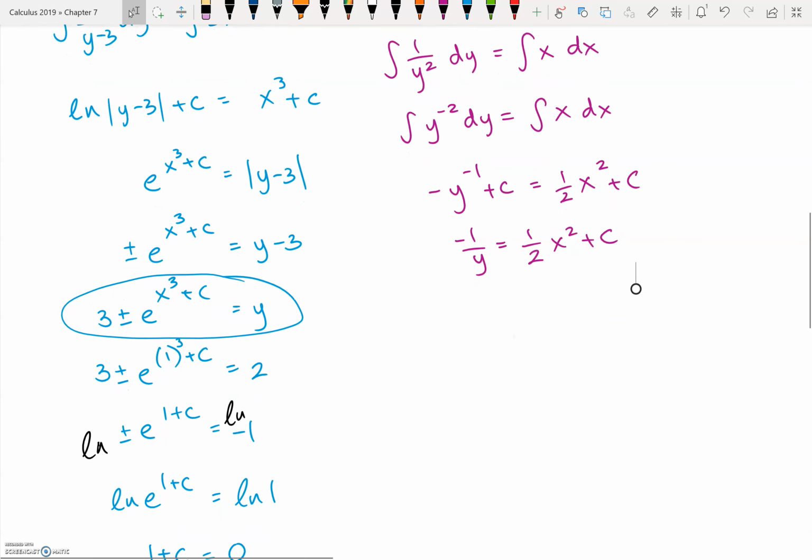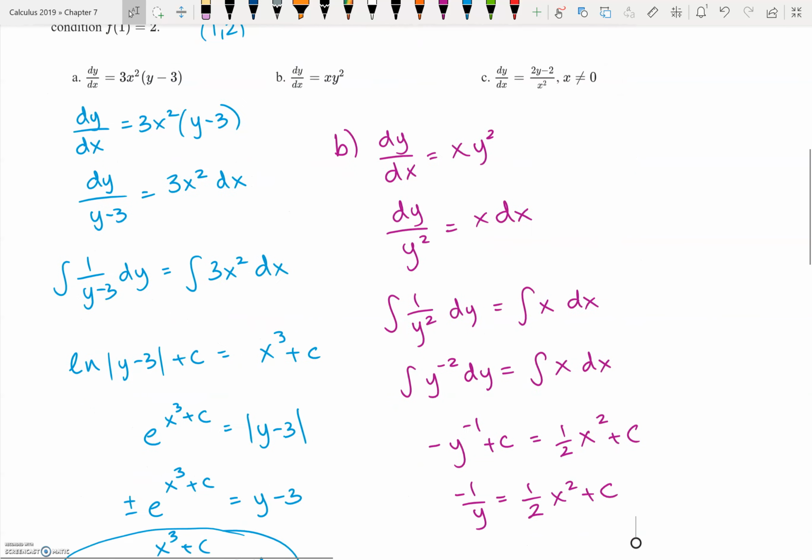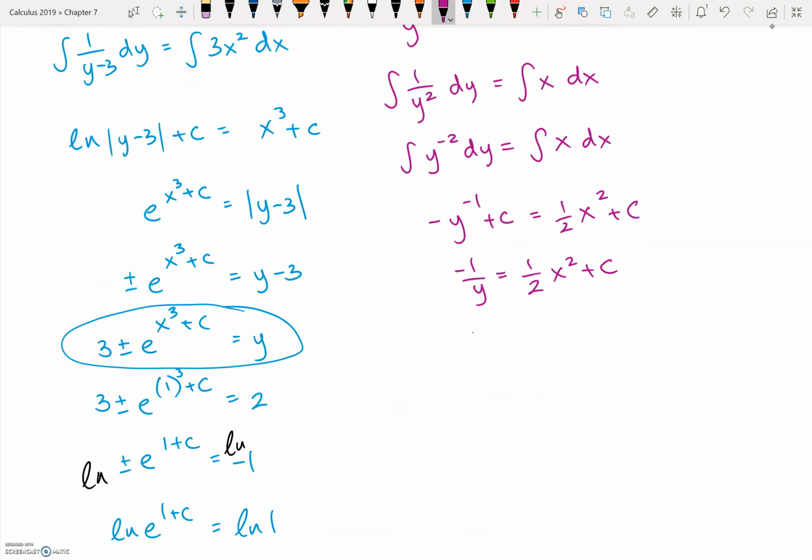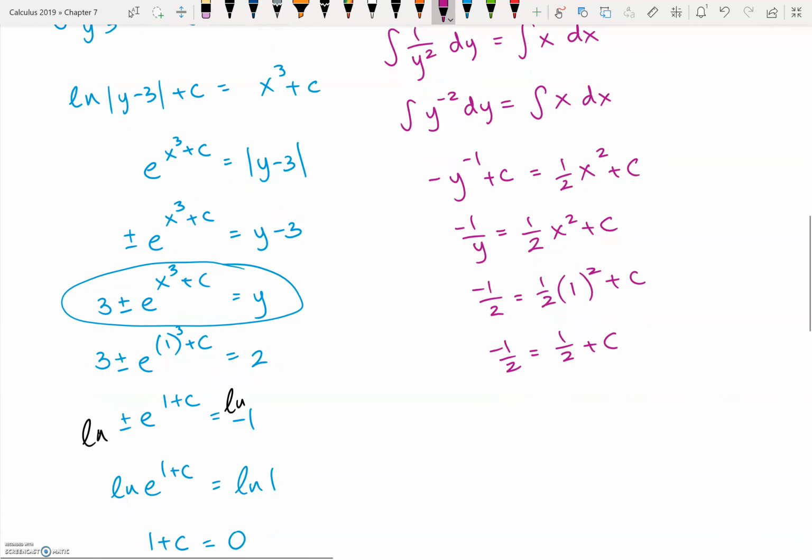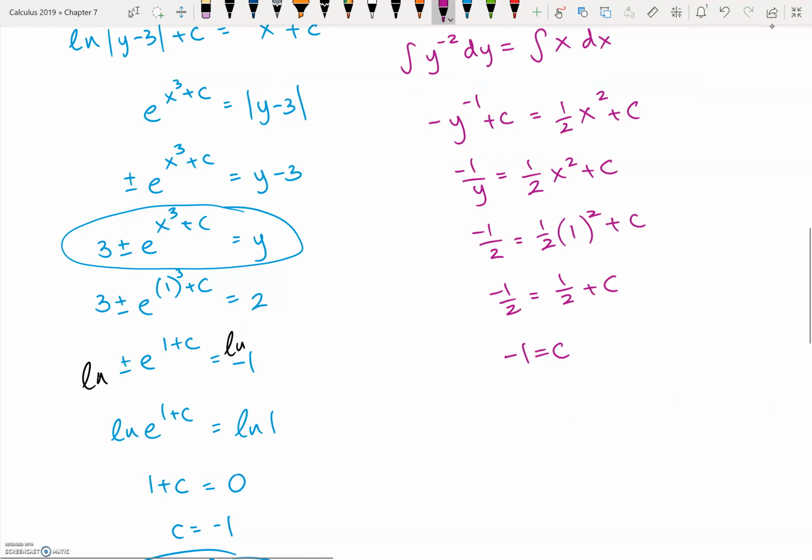We're going to plug in the point 1, 2, I think, right? So we have negative 1/2, equals 1/2 plus c, and we're going to solve for c. So this is going to be negative 1/2. And then we get what? Negative 1. All right, so now we're going to plug this back into our original function up here.